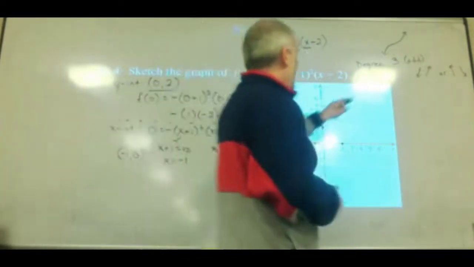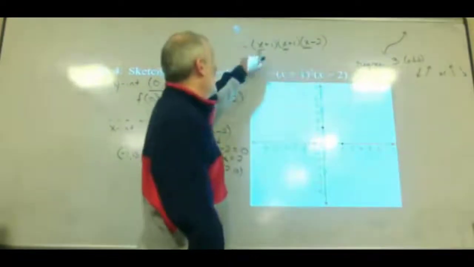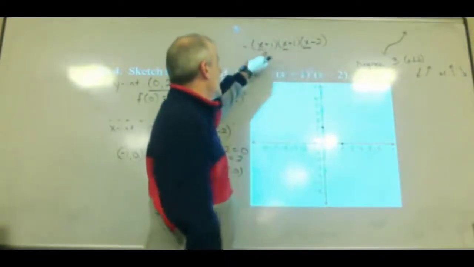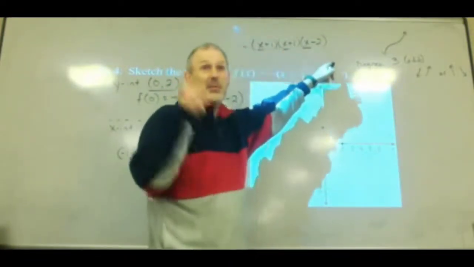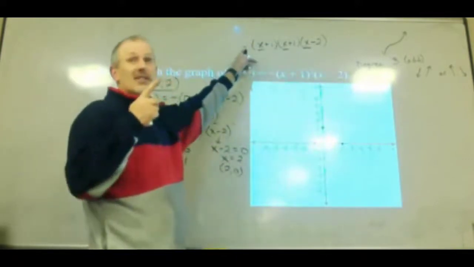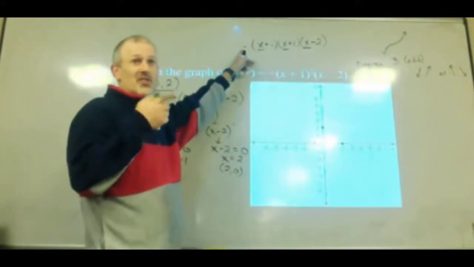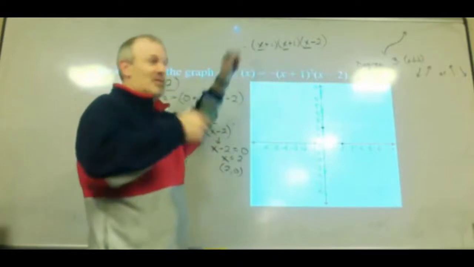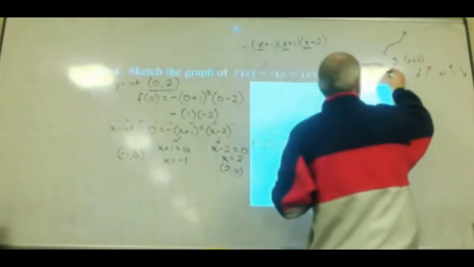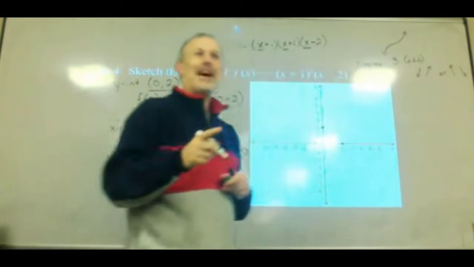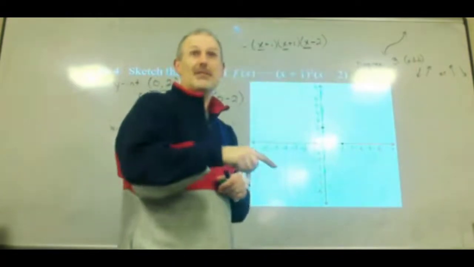The next thing we look at is the leading coefficient. So again, if we multiply these together, x times x times x, you would get x cubed, but we also have this negative in the front, which is going to turn into a negative 1x cubed. So the leading coefficient is negative 1. What's important about that is it's negative.